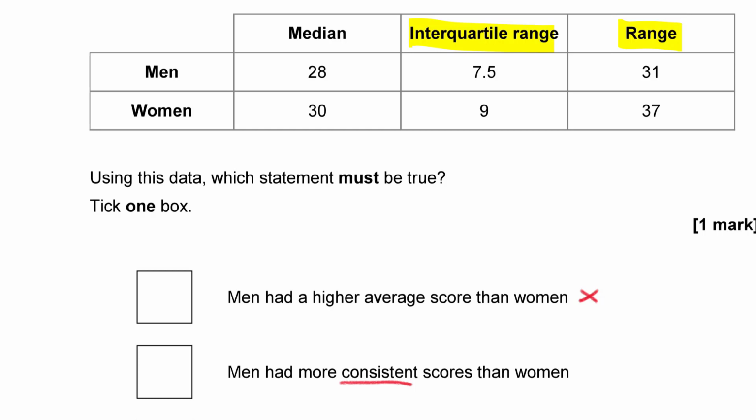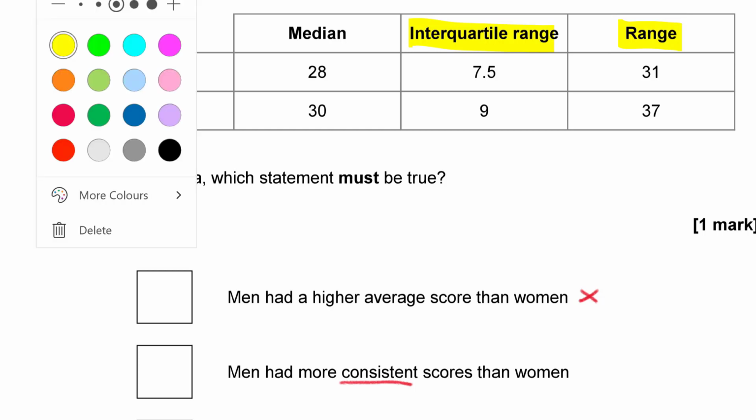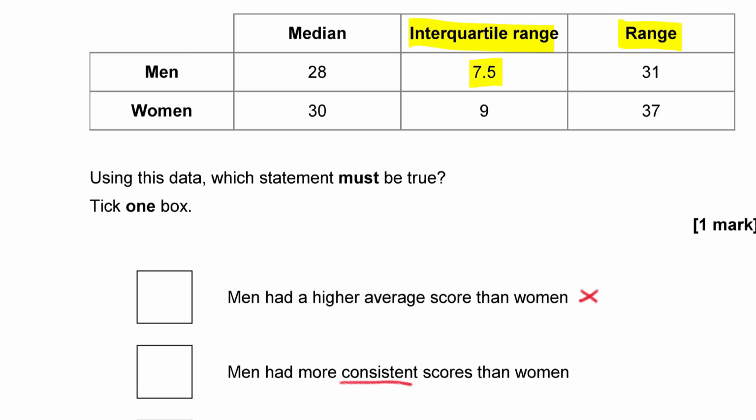So you can see here that men had an interquartile range of 7.5, which means it's less spread out than the women's score of 9, and they also had a smaller range than women, which was 31 to 37. So I would agree that men had more consistent scores than women. There was less variation between the men's scores compared to the women's scores.